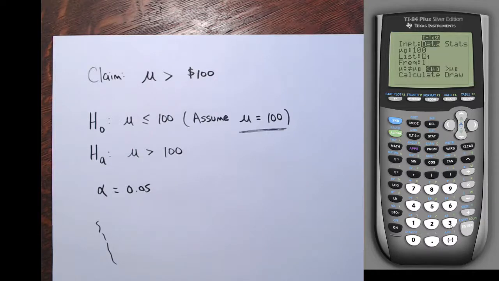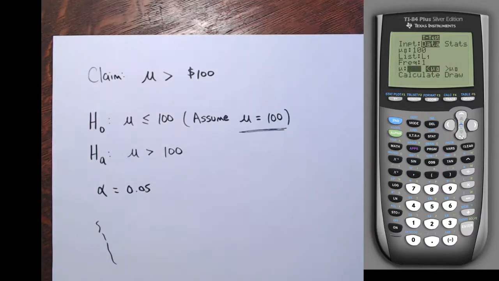If you have it down some other list, just hit second and one of these numbers here, L1 through L6. Just pay attention to what list you had the data down. The frequency list should just be 1. There is no frequency list here. There's no probability list. Everything is counted one time in this sample. So just leave that as 1.